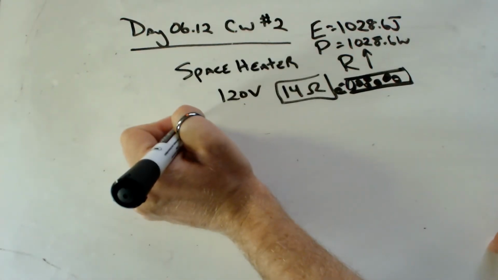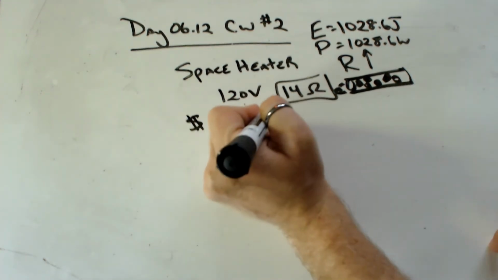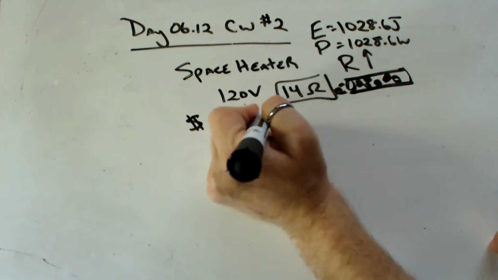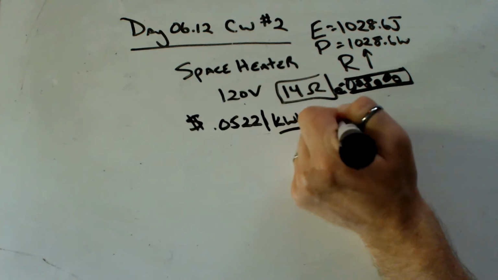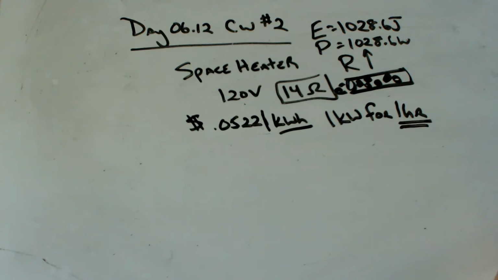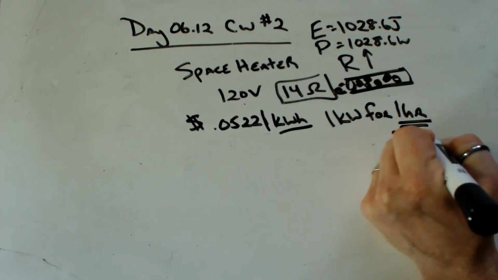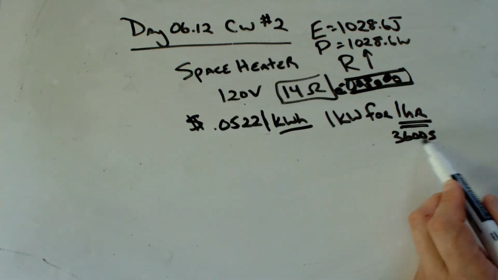So B talks about money, and you have 0.0522 dollars per kilowatt hour. Now a kilowatt hour is the amount of energy that is provided by 1,000 watts in an hour. So it's the energy equivalent of 1 kilowatt for an hour. Since time always has to be measured in seconds, that's really 3,600 seconds, because 1 hour is 60 minutes times 60 seconds. So it's 3,600 seconds.